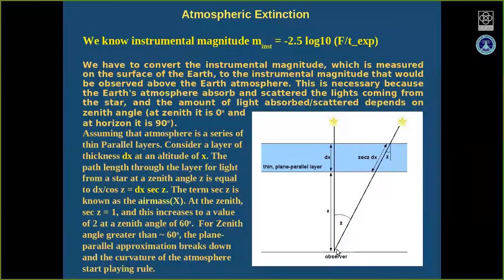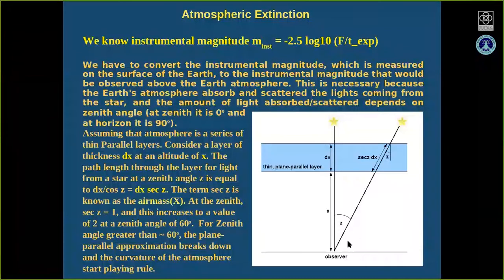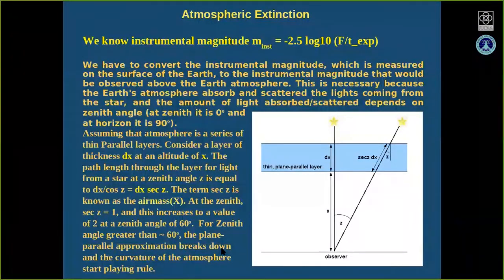right? But if you increase your zenith angle more than 60 degrees, then there will be a problem. Initially, we assumed that our atmosphere is a series of thin parallel layers. But if you increase your zenith angle more than 60 degrees, the plane parallel approximation breaks down. Your layers will not be parallel. The curvature of the atmosphere starts playing a role because of refraction and diffraction.